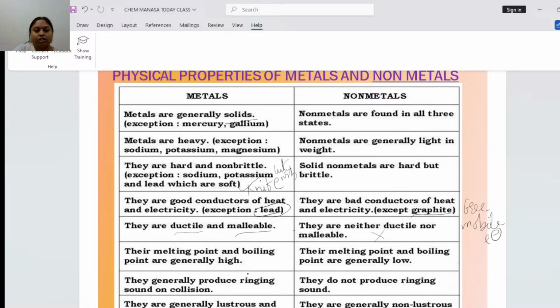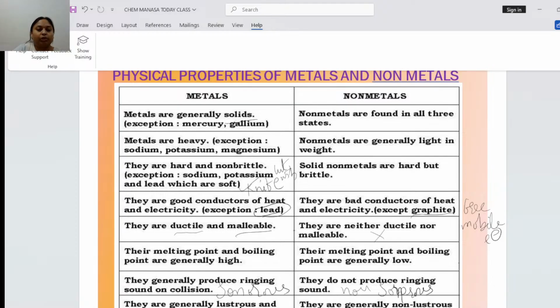And generally, the ringing sound in collisions, what property is it called? The property is considered as sonorous. Not producing a ringing sound is non-sonorous. Ringing sound we usually hear with the metals. Whenever we make collisions between two metals, they keep on giving the ringing sound. That will be known as the sonorous property. When it comes to the non-metals, these are non-sonorous in nature.